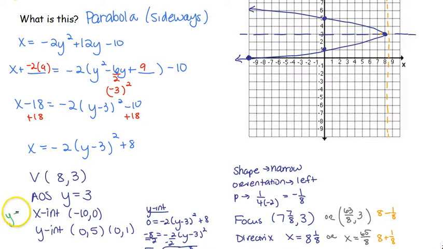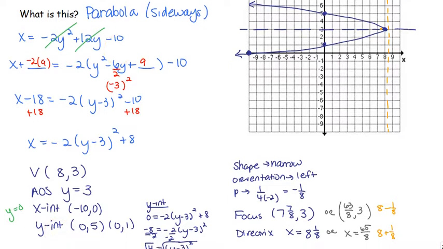For the x-intercept, that is when y is equal to 0. If I look back at my equation in standard form, if I plug 0 in for y, that term is gone, and I get that x is just left with the negative 10. For your y-intercept, it's not as easy.